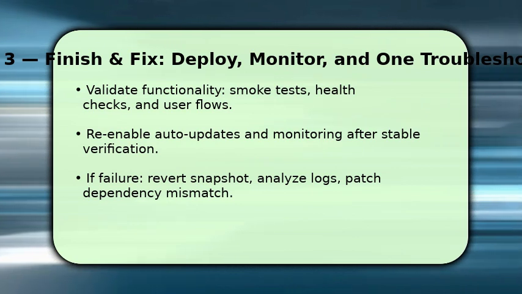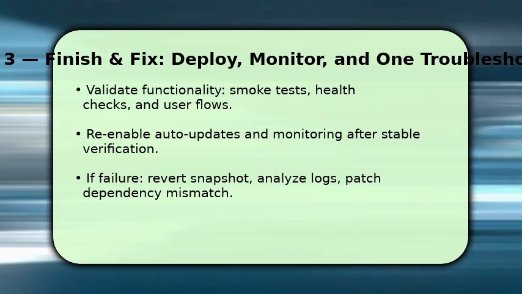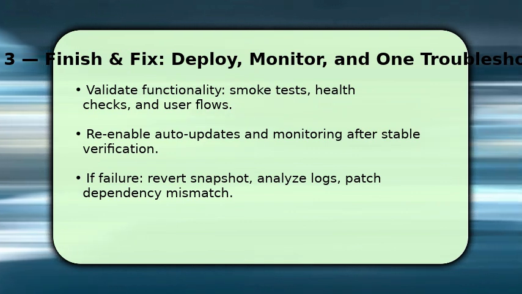If something breaks, apply the one-key fix. Revert to your snapshot immediately, collect the update logs, and hunt for dependency mismatches or version skew. Then patch the offending package and replay the staged pipeline. This sequence prevents cascading failures and restores service quickly.